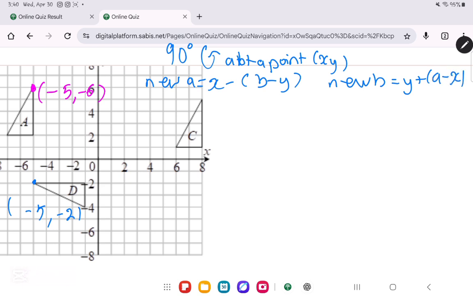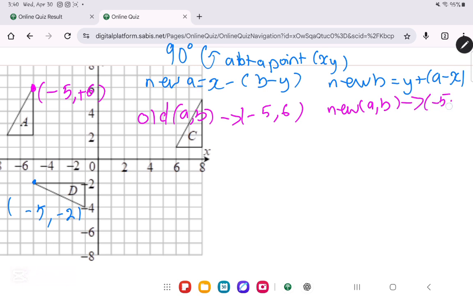Okay, so let us find our old point. Our old point on A, which we found on triangle A, is minus 5, not minus 6. My mistake, minus 5, 6, not minus 5, minus 6. So minus 5, 6. And our new AB, based on the point D, is minus 5, minus 2.